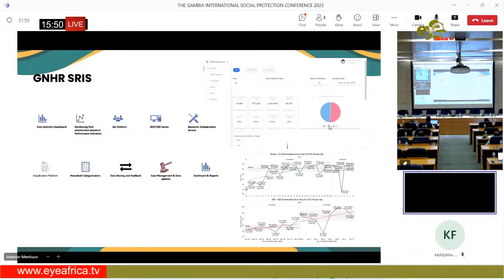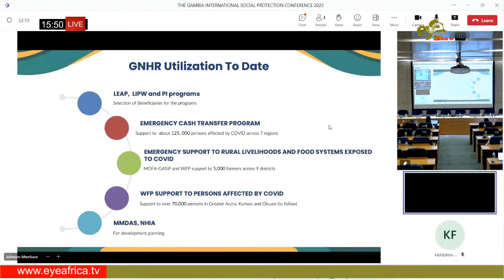Yeah, these are some of the systems they have. I won't talk about the systems for now, but I'll share these slides with the team so they can see what systems they have. Maybe they can duplicate in other countries. So GNHR has been used by LEAP. LEAP is one of the biggest cash transfer programs in the country. There's another one, the Public Works Program, and other programs for selecting the beneficiaries. Again, GNHR was used for providing cash transfers during the COVID time.